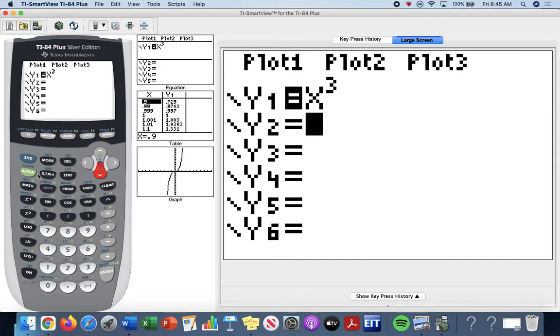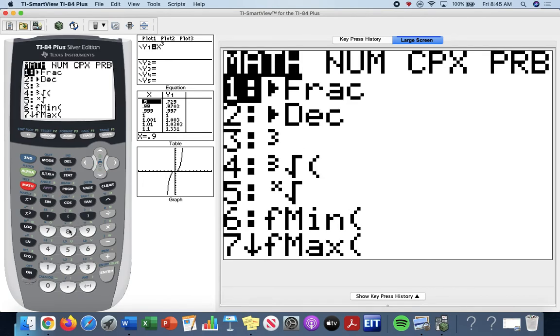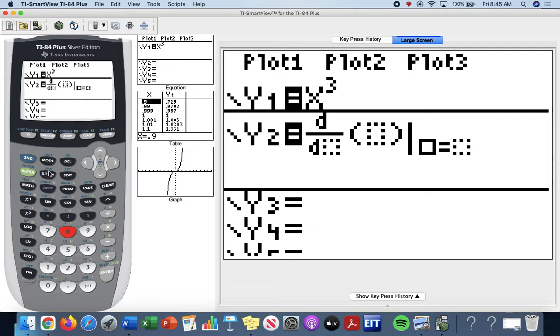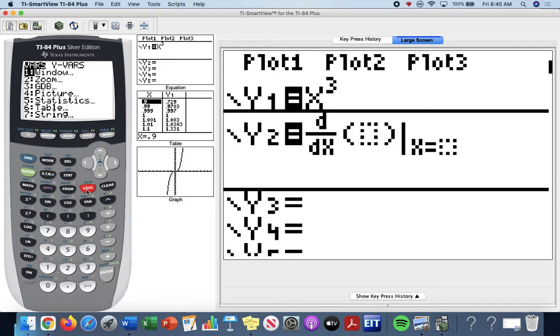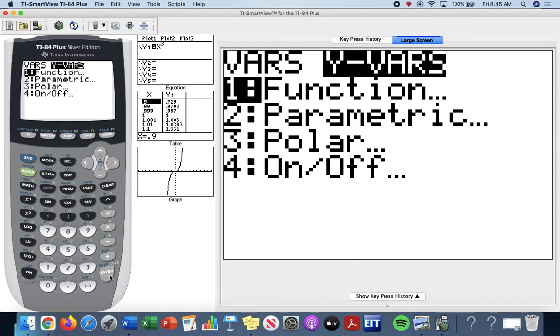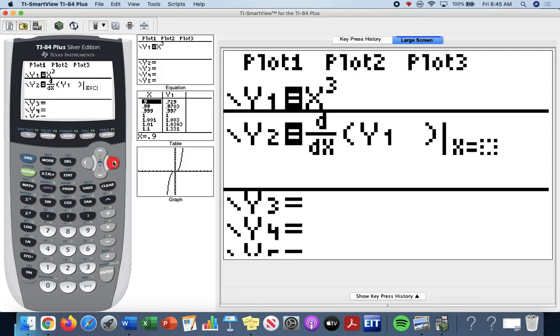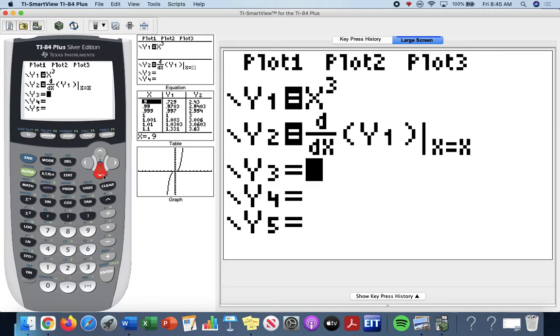So first thing I need is for the calculator to graph the first derivative before I can jump to the second derivative. So I'm going to go to math. Remember, number 8 is the derivative function. I want to take the derivative with respect to x, and I'm going to take the derivative of y1 for all values of x. So y2 is now going to give me the first derivative.